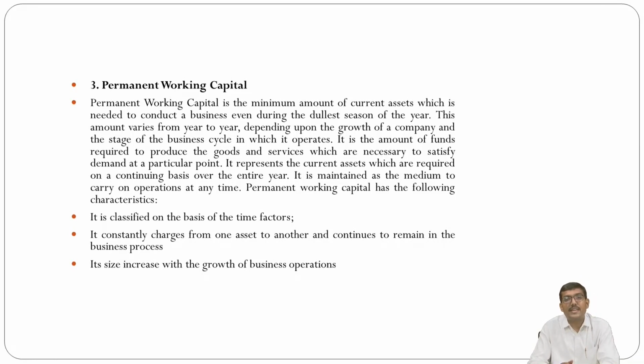The permanent working capital is the minimum amount of current assets which is needed to conduct a business even during the dullest season of the year. This amount varies from year to year depending upon the growth of the company and the stage of business cycle in which it operates.